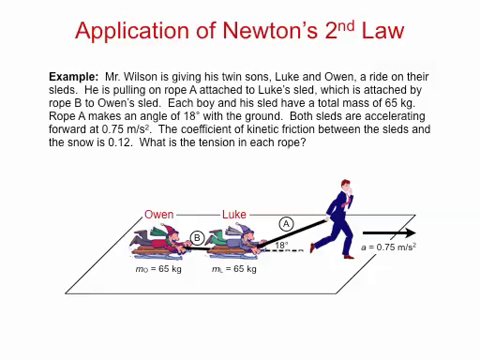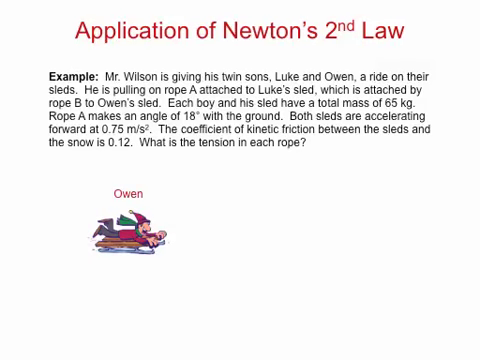Now that we have a sketch, we need to identify the forces acting on each object of interest. We'll start with Owen. Gravity exerts a downward force, and the snowy ground exerts an upward normal force. The tension in rope B exerts a pulling force to the right, while kinetic friction between the sled and the snow exerts a force to the left, opposing the motion.